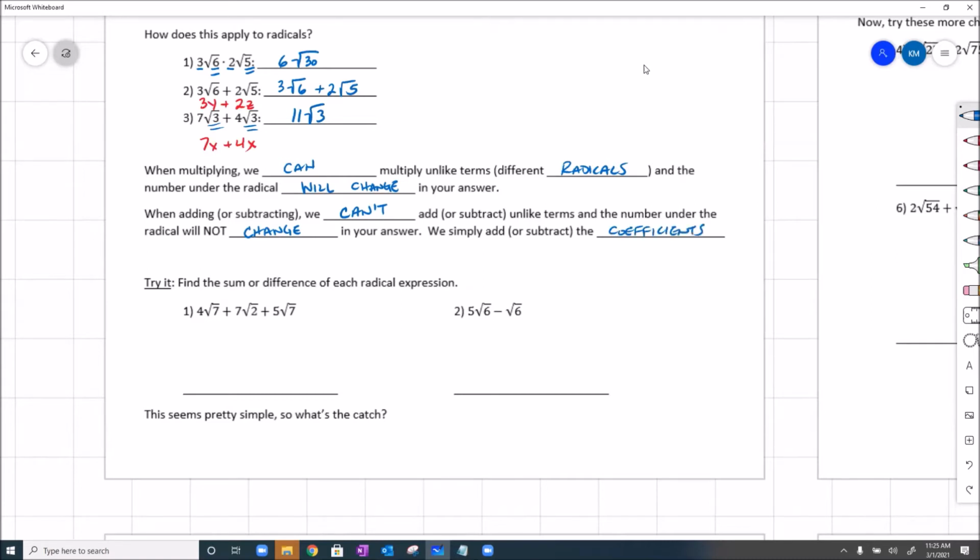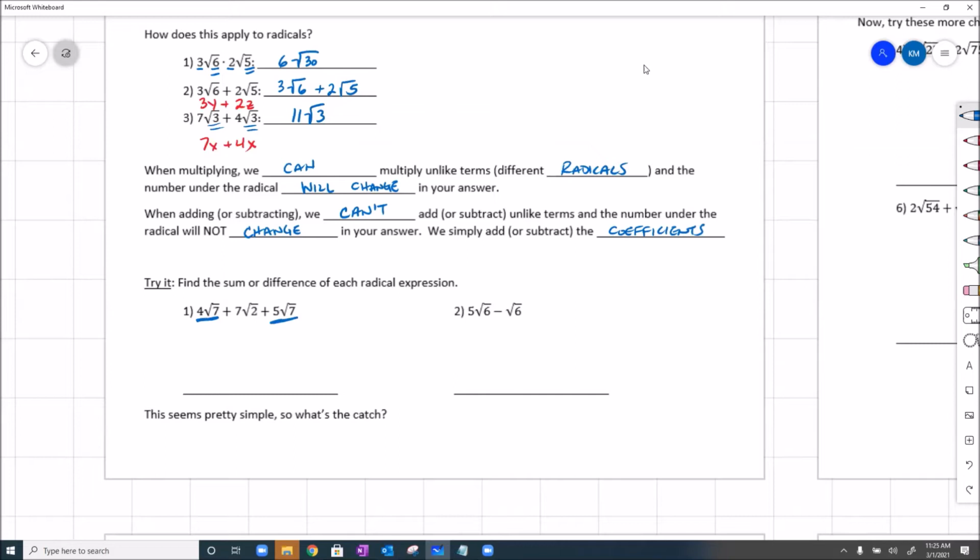Okay, so pretty basic rules, really the same as we dealt with variables and polynomials. Just have to make sure that we understand how that transition or that change looks when we're dealing with radicals. So here it says find the sum or difference of each radical expression. As we look, we're going to identify like terms and put them together because it's addition.